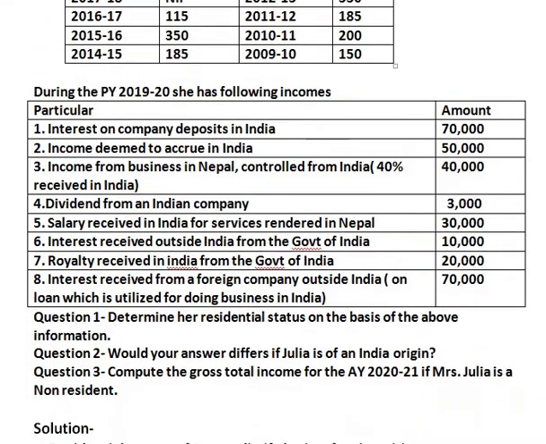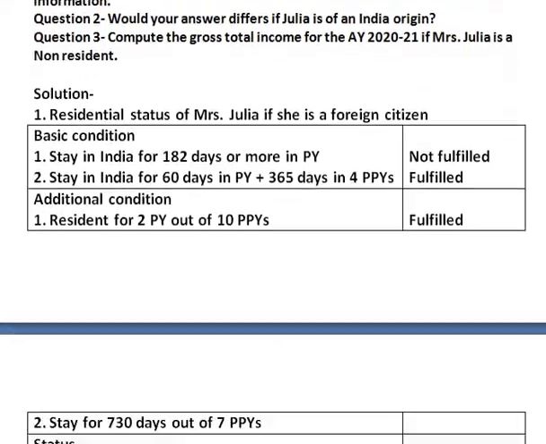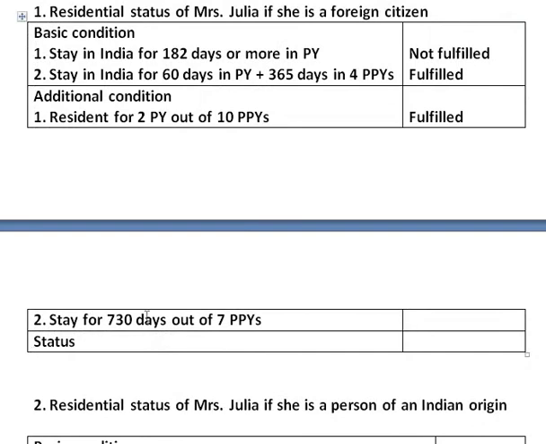And the second additional condition says that Mrs. Julia has to stay in India for 730 days out of 7 preceding previous years. As Mrs. Julia has stayed for 1130 days, which is more than 730 days out of 7 preceding previous years, we can say that she has fulfilled the second additional condition also.